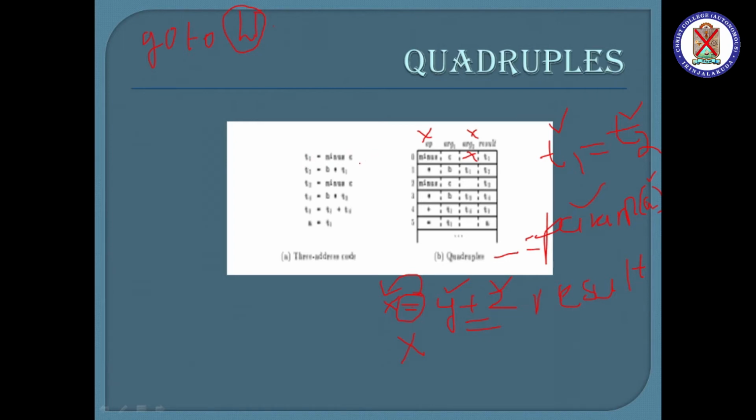Look here: t1 = minus c, we have already discussed. Next, t2 = b star t1. So star is the operator, b is argument 1, t1 is argument 2, and the result is t2. So that's about the quadruples.